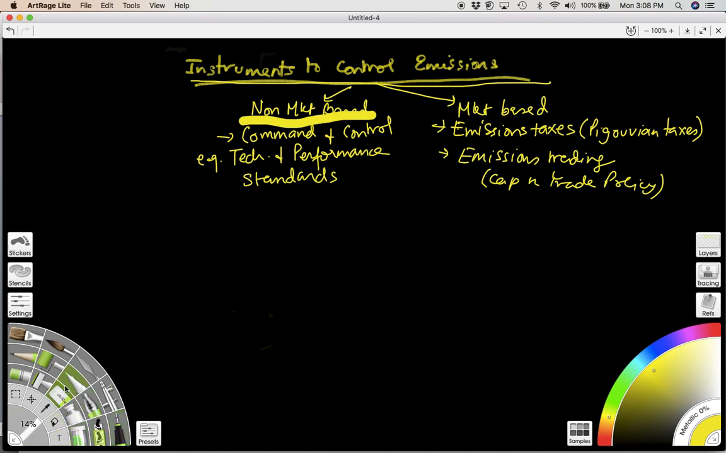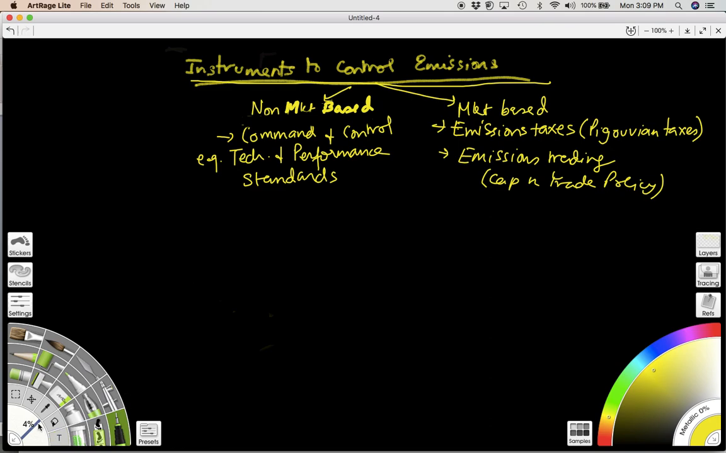So non-market based instrument, let me get rid of this bit, it became too thick. So I'll just quickly erase this. Okay, that's good. So non-market based versus market based.